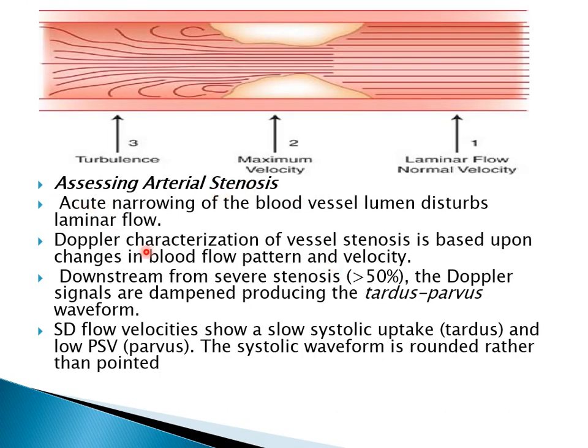This is for assessment of the arterial stenosis. Here we have the normal laminar flow. The velocity in the center is high, in the periphery is low. At the area of the stenosis we have maximum velocity. And also in the post-stenotic area we will have turbulence.